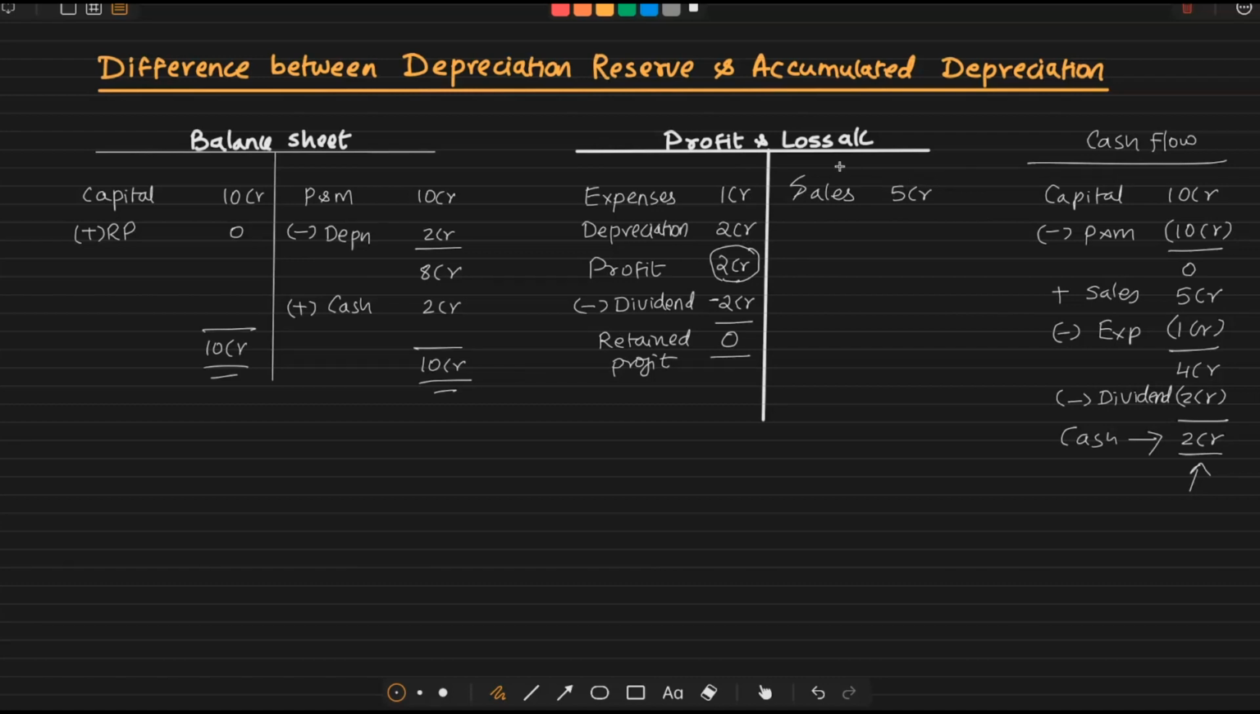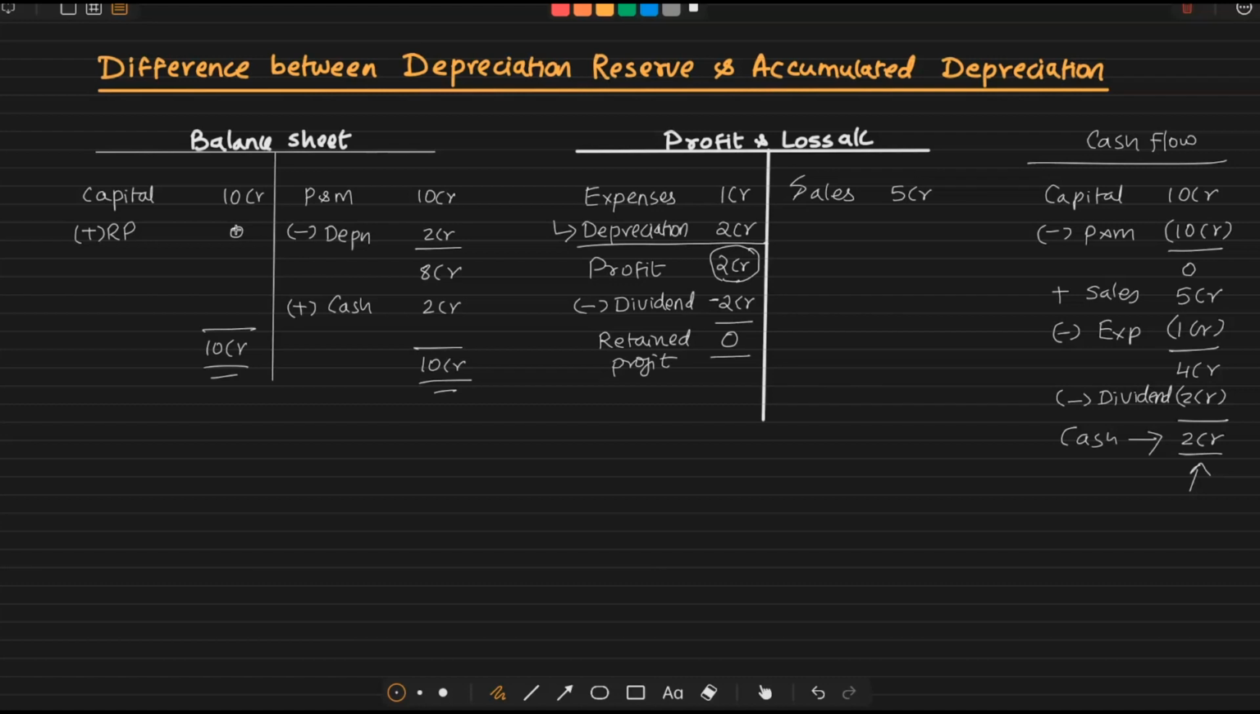Now, observe this very carefully. If I just concluded that profit is 4 crore by comparing the sales and expenses, 5 minus 1, I would have distributed the entire 4 crore. But here, thanks to this depreciation accounting, my profit got reduced to 2 crore. And I distributed only 2 crore as dividend. So, nothing is left over.